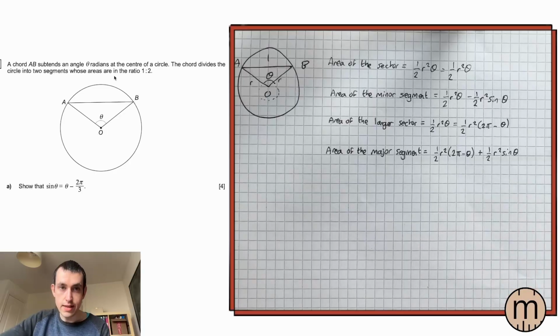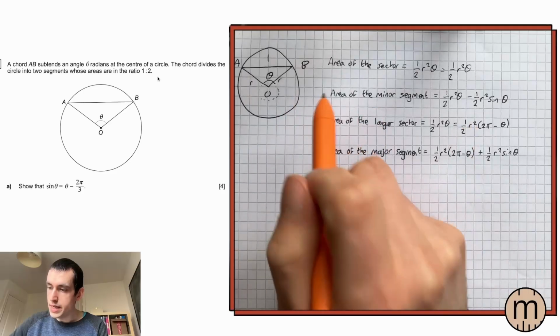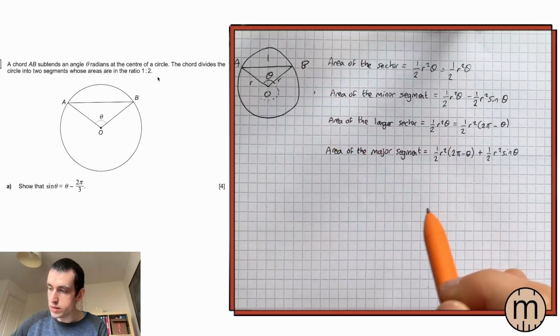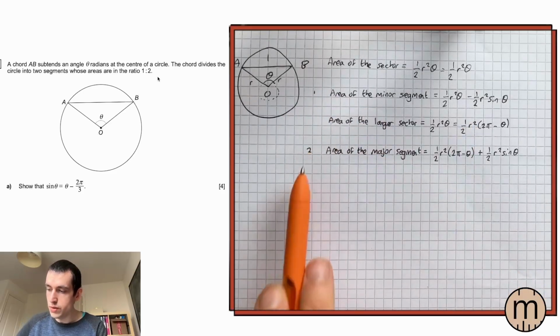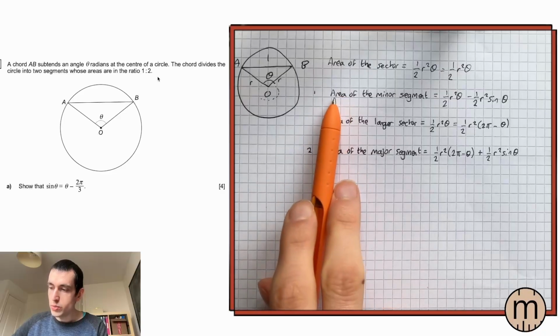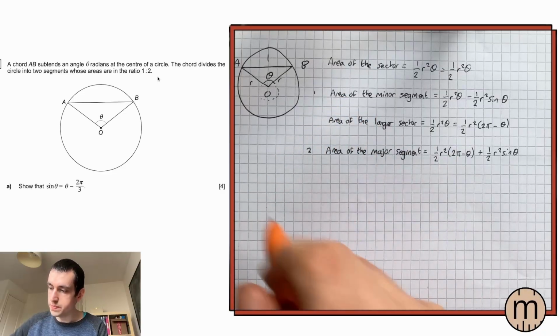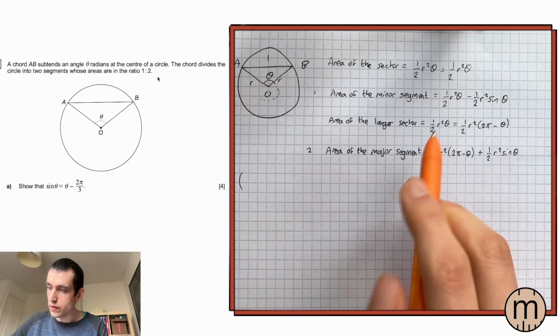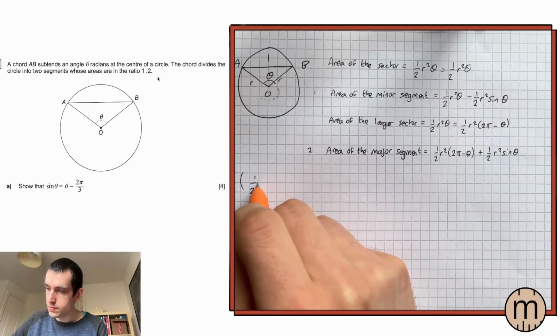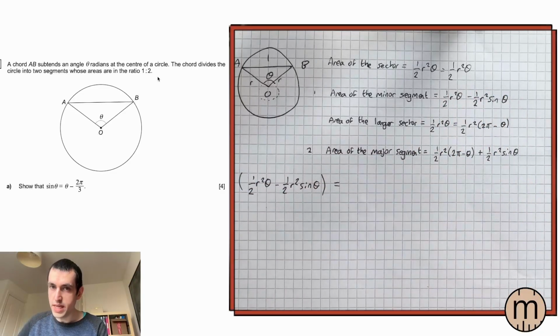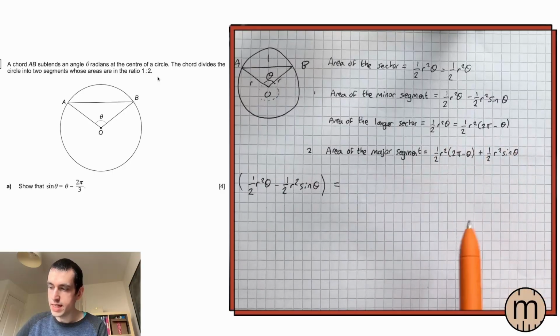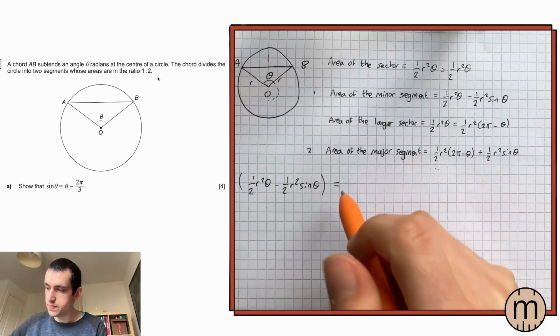Now to put it together, the segments are in a ratio 1 to 2. So the minor segment has the 1 and the major segment has the 2, which means we need to times the minor one by 2 and it should equal the major one. So 2 lots of all this will be equal to the size of the major segment, which is this.